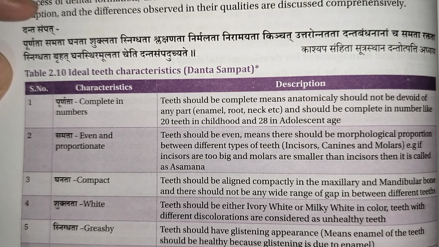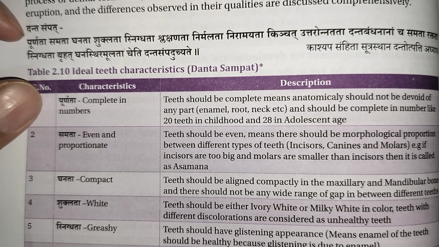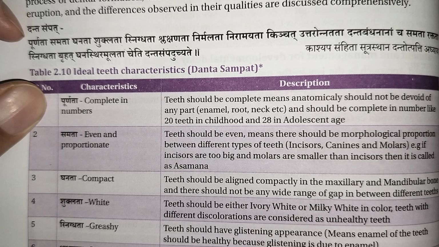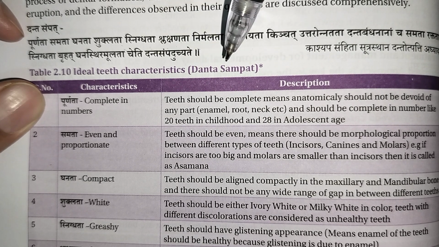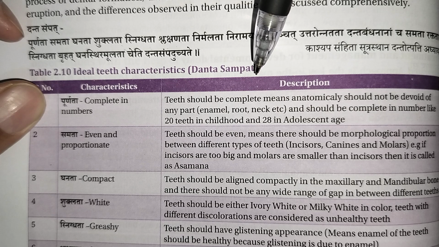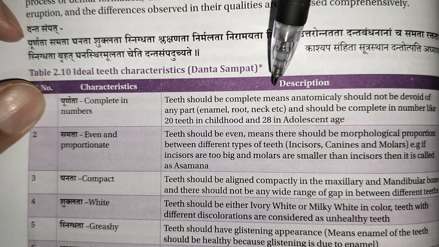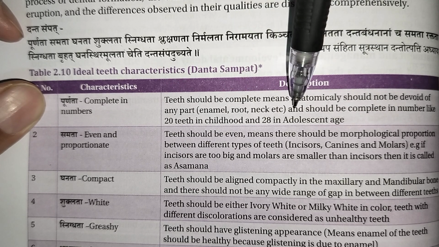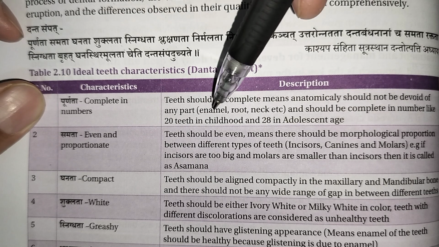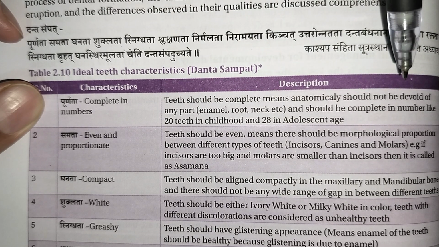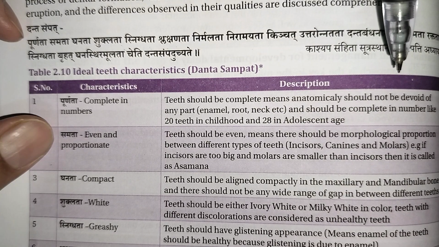So Acharya Kashyap says that Purnata, the teeth being complete in number, is called Danta Sampat or ideal teeth. Anatomically, they should not be devoid of any part, that is enamel, root, or neck. They should be properly formed and complete in number, like 20 teeth in children and 28 in adolescence.